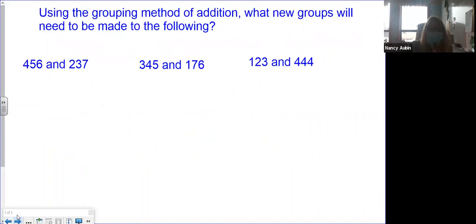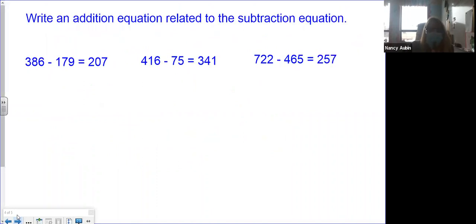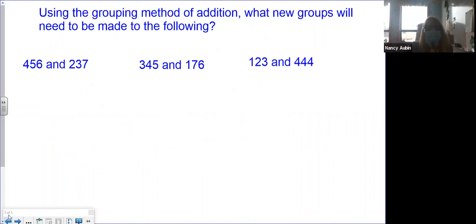We've got some easy ones using the grouping method of addition. What new groups will need to be made to the following? I'm going to do the first one, we'll do the second one, and then you'll do the third. So we'll do an I do, we do, you do.